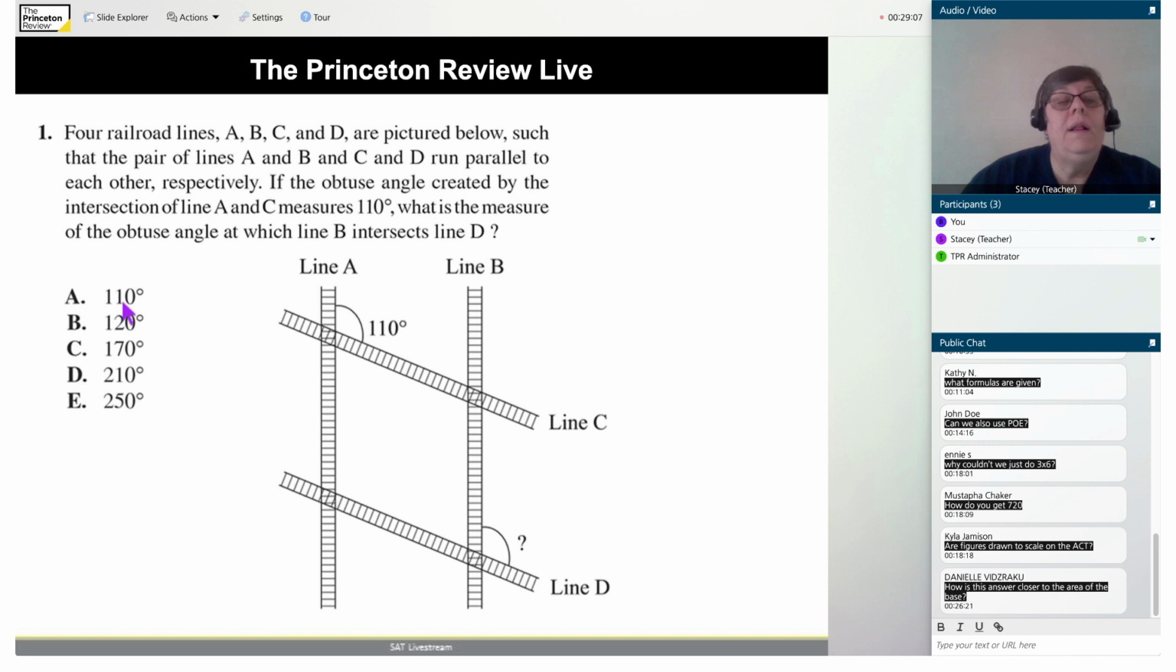So you gave me 4 railroad lines, A, B, C, and D. A and B and C and D run parallel to each other. So we're talking parallel lines. A is parallel to B, and C is parallel to D. You tell me that this angle here, where A and C intersect, is 110 degrees. You want to know this angle down here where B and D intersect. So let's start thinking about what we know about angles and parallel lines.